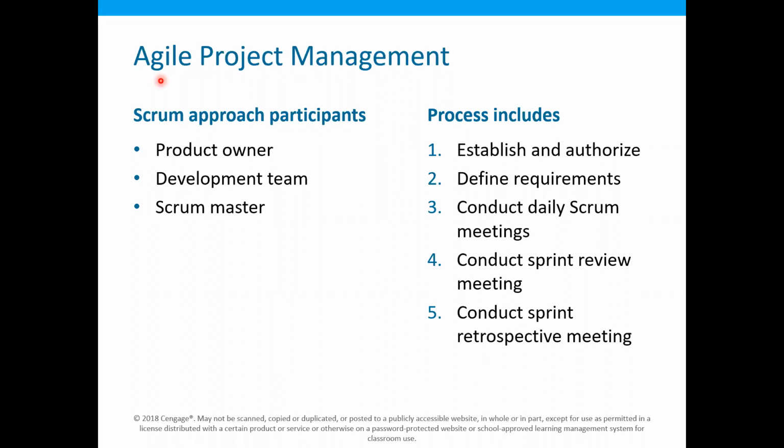So the main actors involved in these kinds of projects are the product owner, the development team, and the scrum master. And the processes included are the establishment and authorization of the project, defining the requirements, which are of course not very clear at the beginning, but these are progressively improved. Daily scrum meetings, conducting the sprint review meetings, and the sprint retrospective meetings.